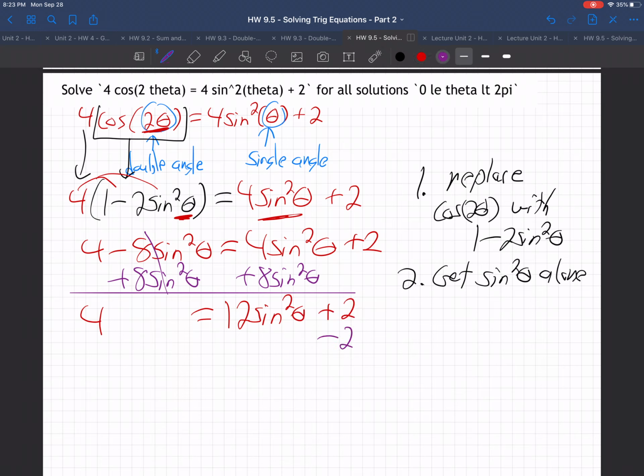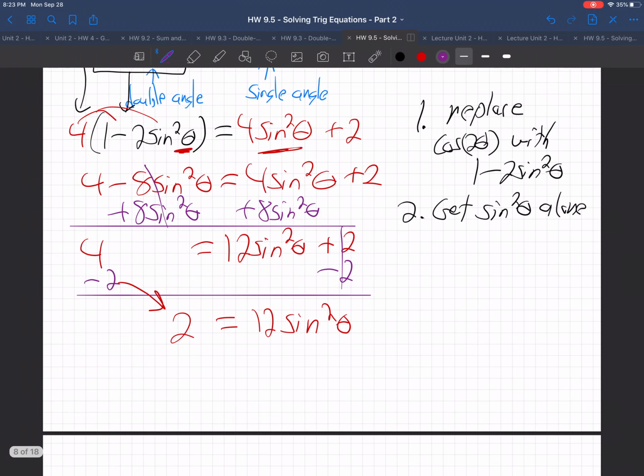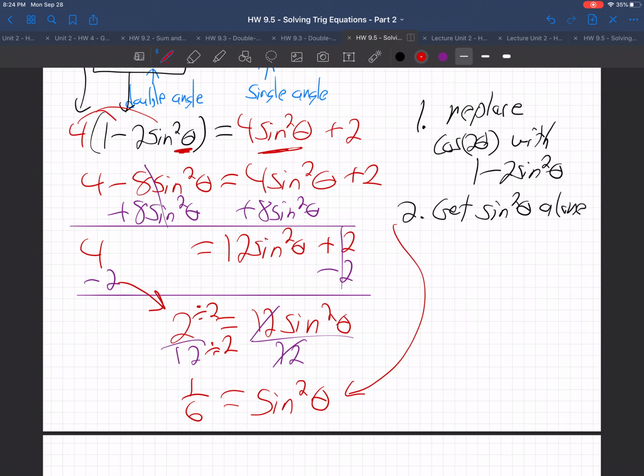Let's get rid of that 2. It's gone there, and we get 12 sine squared theta. This is 4 minus 2, right, which is just 2. Almost alone. Last step to finish getting sine squared alone is divide by 12, right? And so then we have sine squared of theta is 2/12. That reduces to be 1/6, right? Just divide top and bottom by 2. Okay, so get the sine squared alone.